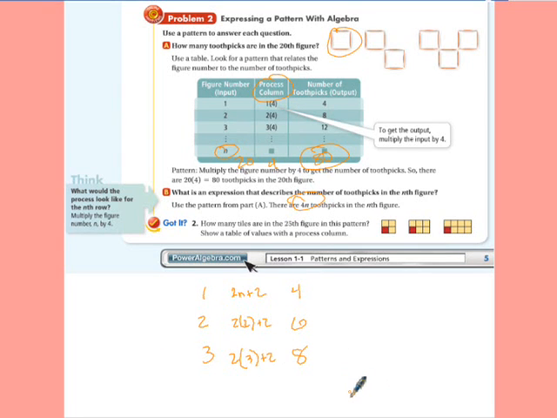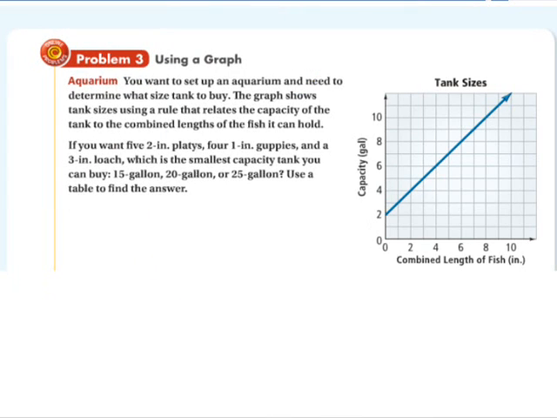That works each time. So if we want to know the 25th, we would do 2 times 25 plus 2. And that gives us 52. Easy enough. Figuring out this pattern, that's the hard part, okay? But you can do that with the table. And you guys have done stuff like that before.